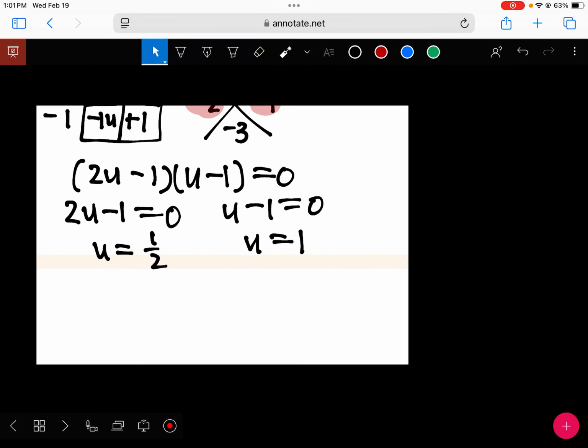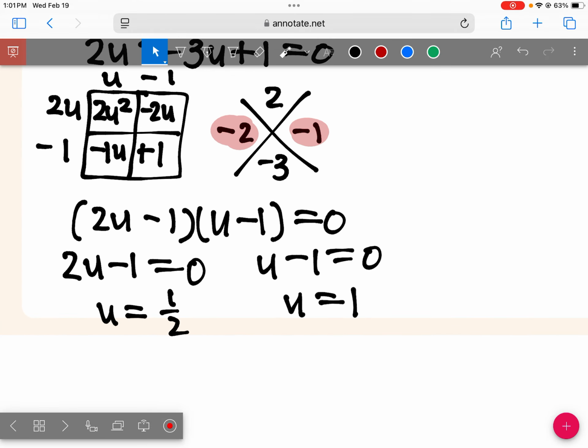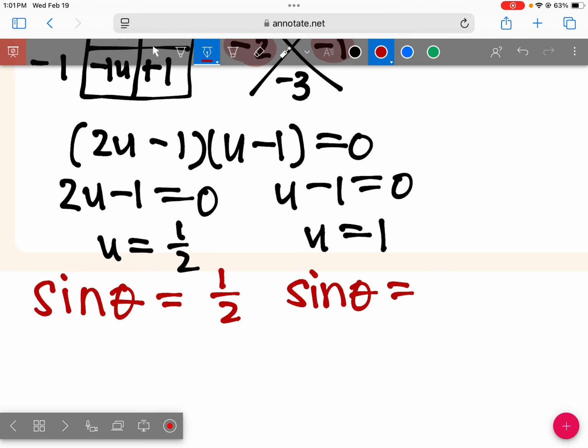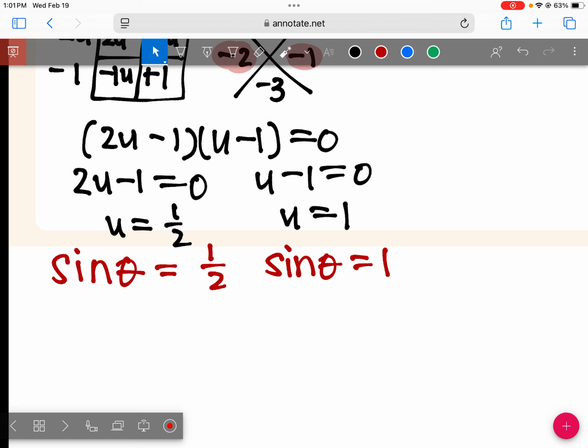So now we're going to go back up, and we had sine equal to u. So now that u is equal to a number, we're going to plug sine back in. So sine of theta equals 1/2. Sine of theta equals 1. So now you're going to have more than 2 answers since you have 2 things here. And most of the time you get 2 answers.